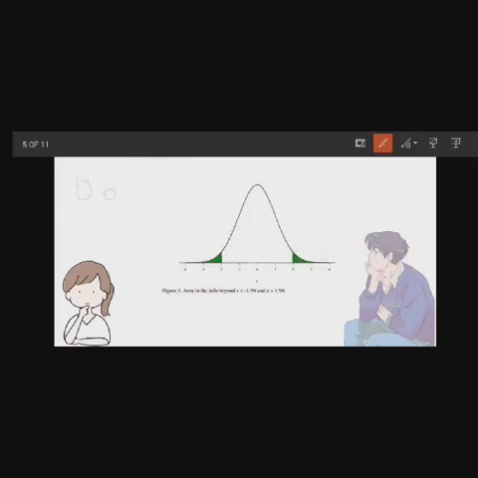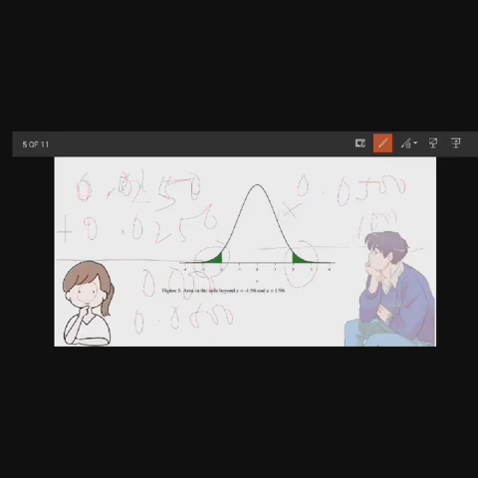So 0.0250 plus 0.0250 gives a value of 0.0500. So the value of these two tails together is 0.0500. To turn it into a percent, you have to multiply 0.0500 times 100, so the value becomes 5%.